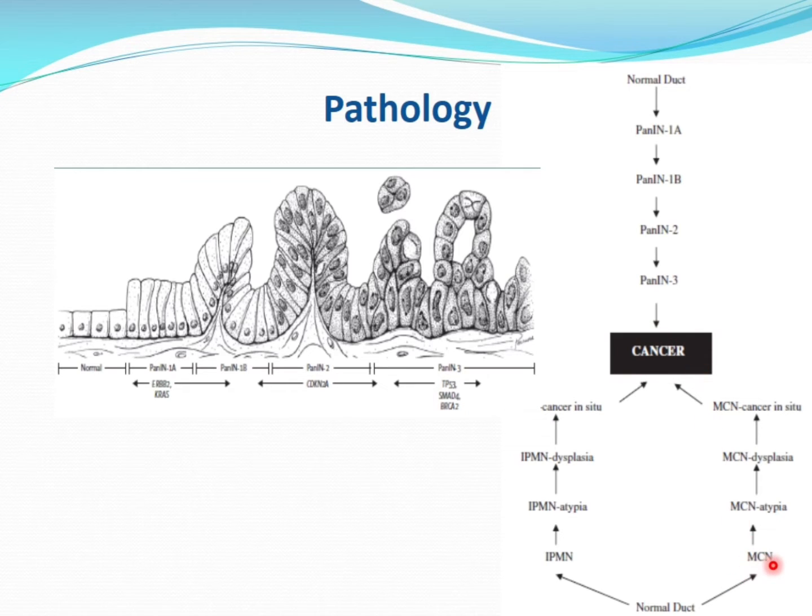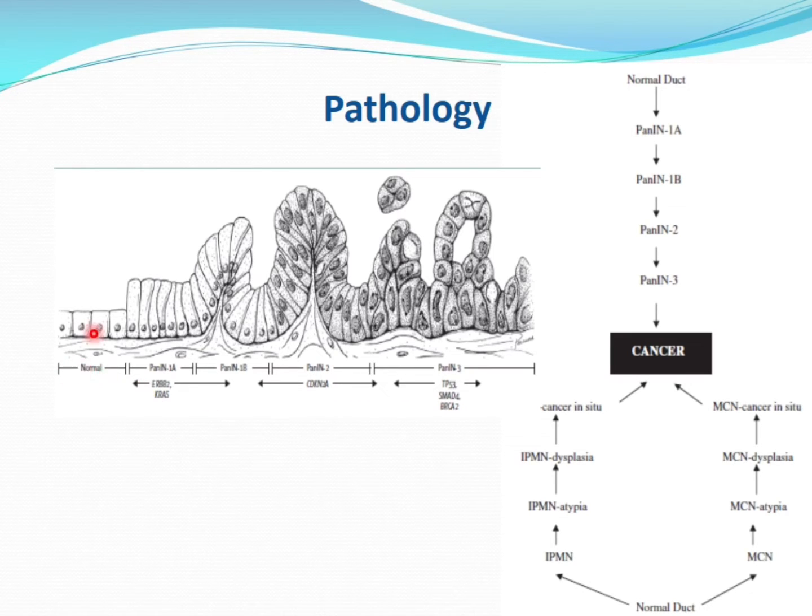For mucinous cystic neoplasm, also there is dysplasia, and there is a change from the adenoma to carcinoma. A sequence is also well documented to produce mucinous cystic adenocarcinoma. And here there is genetic progression.